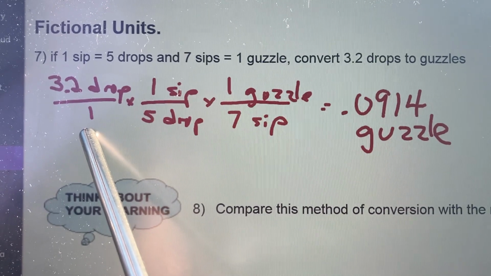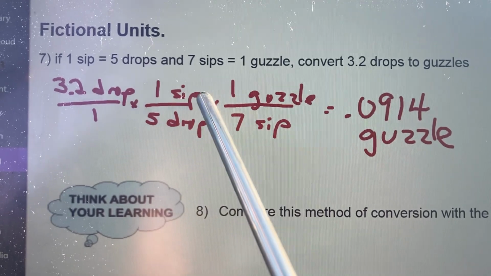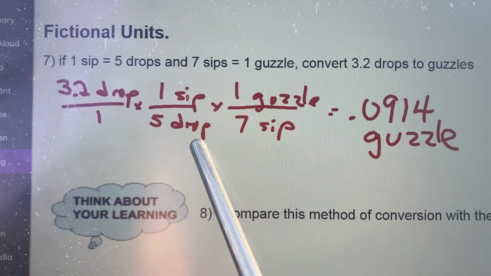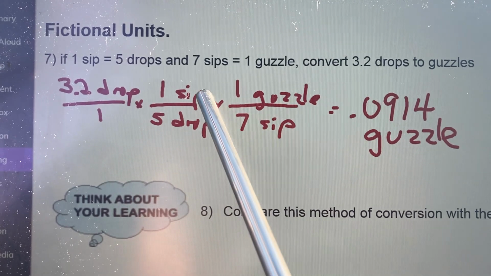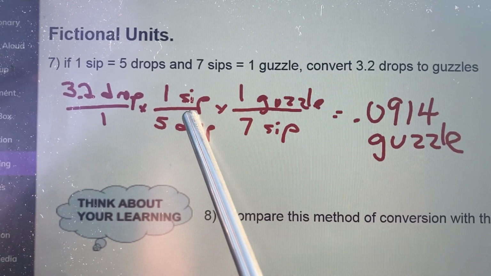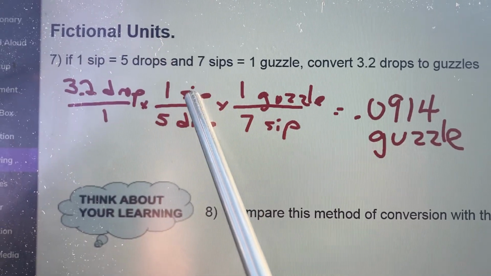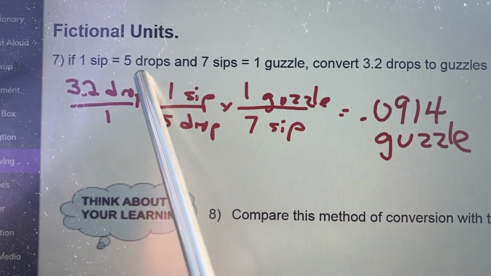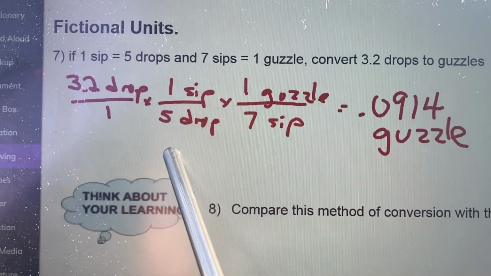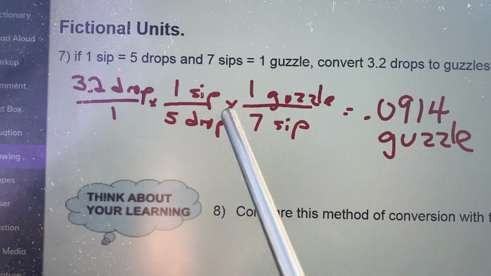And now we got to make our little path from drops to guzzles. So I make a fraction bar with the old unit drops on the bottom and whatever relationship I do know on the top. I know drops and sips. And then from my information here, I put in the numbers, make sure that the 1 goes with the sip, yep, and that the 5 goes with the drops, yep. And then, so the drops are going to cancel out.